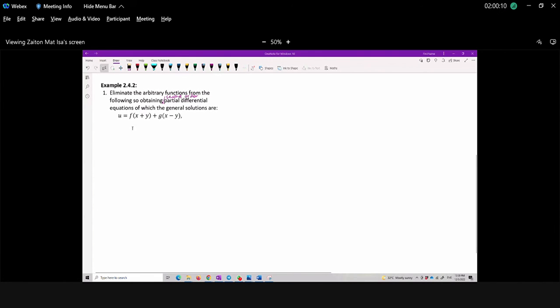Stop, okay. So there is the question, that is the general form. Example 2.4.2, eliminate the arbitrary functions from the following, obtaining second order partial differential equations, of which the general solutions are given by this one.